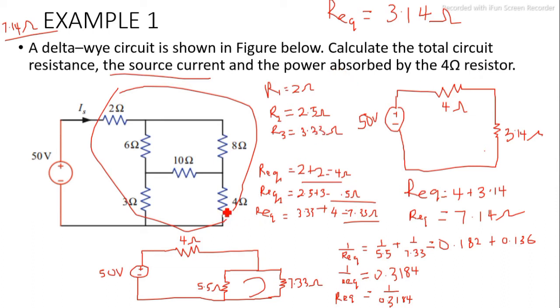4 ohm resistor. So you have to know the current that is flowing through here. If you know the current flowing through this 4 ohm resistor, it will be easy for you to calculate the power absorbed by it. So for you to know the current flowing through this 4 ohm resistor, you have to use the first method. You have to redraw your R equivalent here. So let me redraw that.